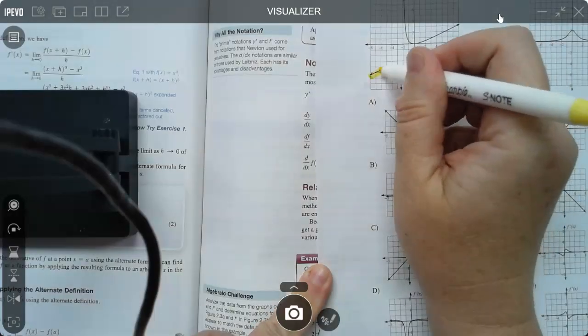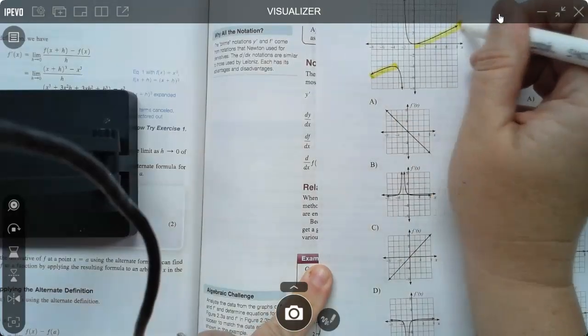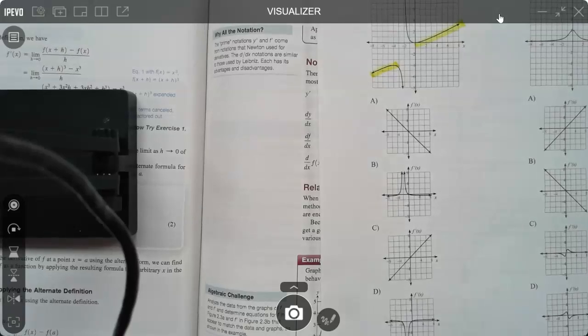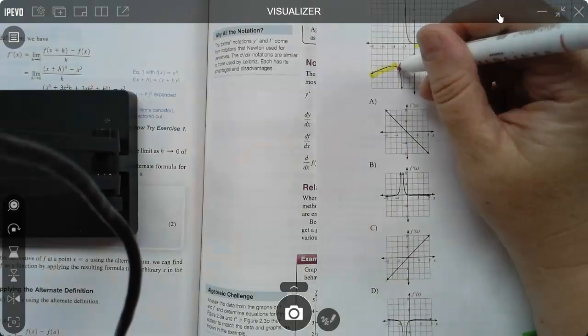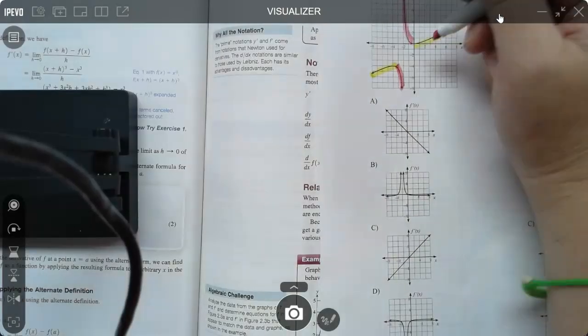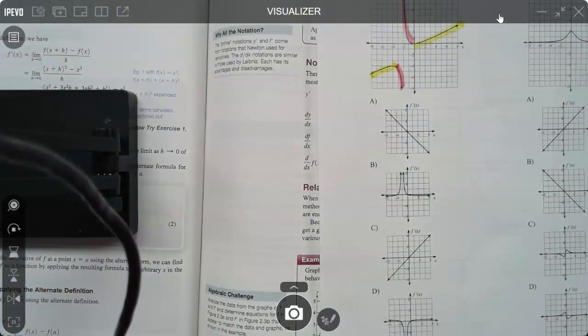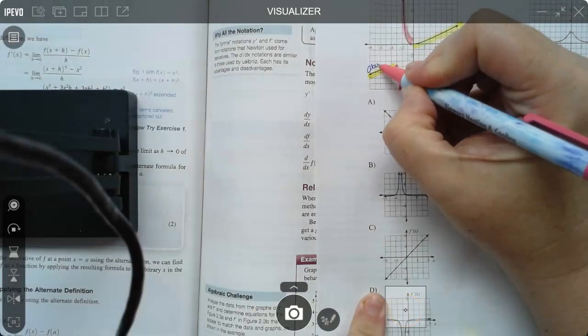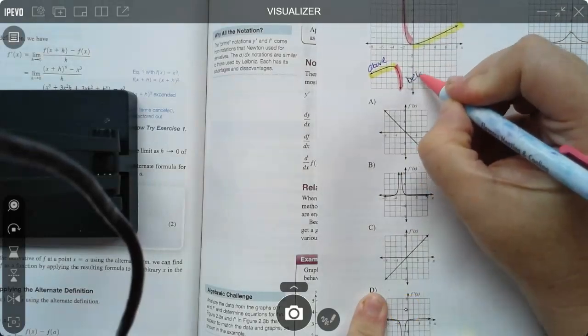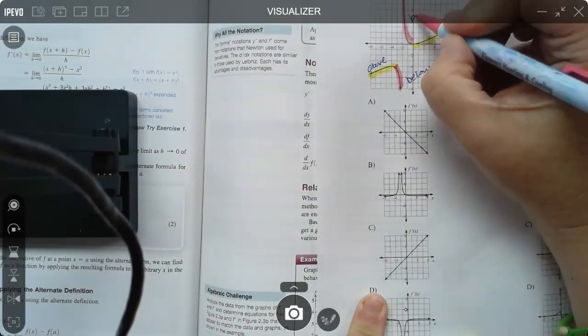Slope is increasing and increasing, yes? What color did I do the other? The pink one. Slope is decreasing, slope is decreasing. Right? So I need to be above, below, below.